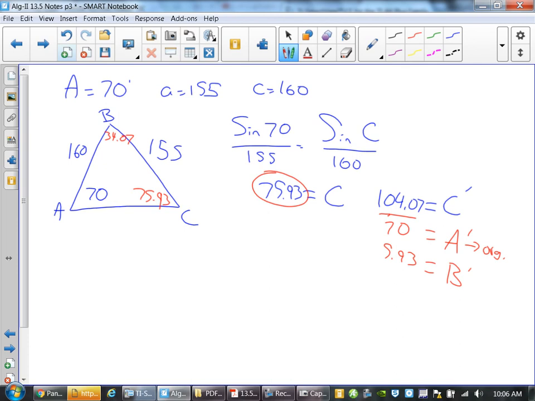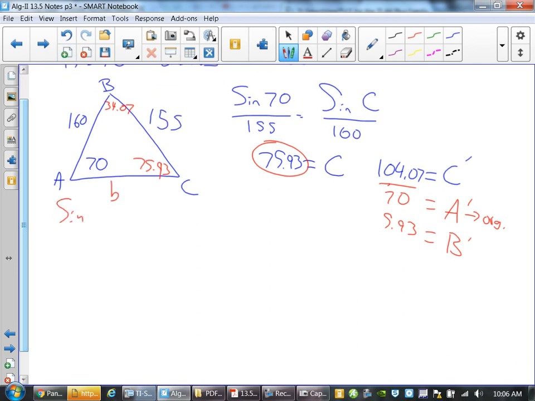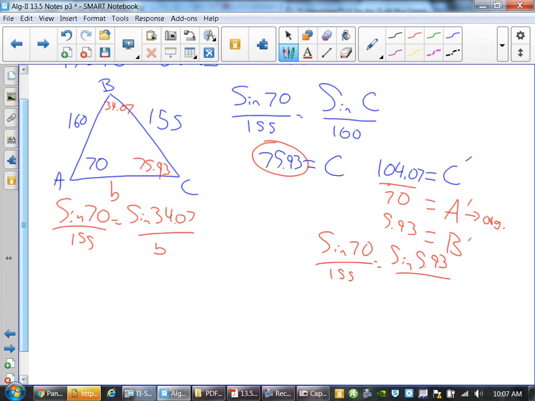Should we do another one? So then you have to draw another triangle for the supplement and all that. It's a little bit easier, but I still have to find side b here, so I'm just going to do the sine of 70 is to 155 as the sine of 34.07 is to little b. I found b by just adding up to 180, so I'll just use the sine of 70 is to 155 as the sine of 5.93 is to the other side, little b prime.